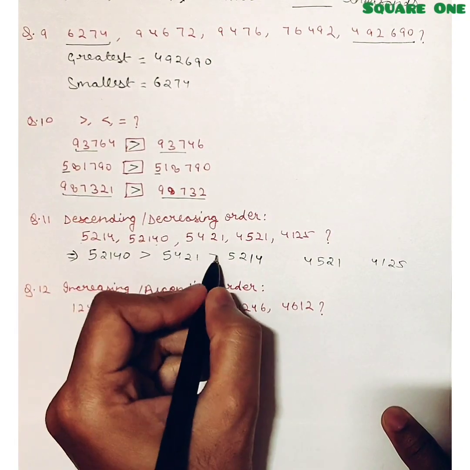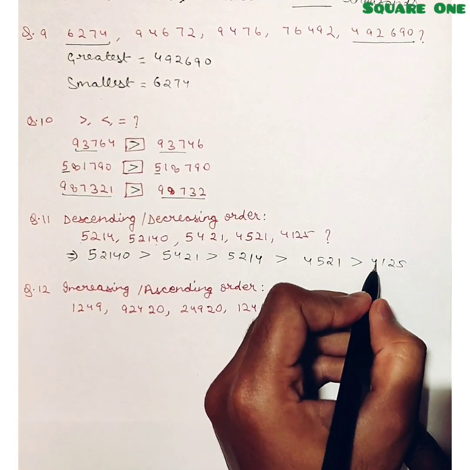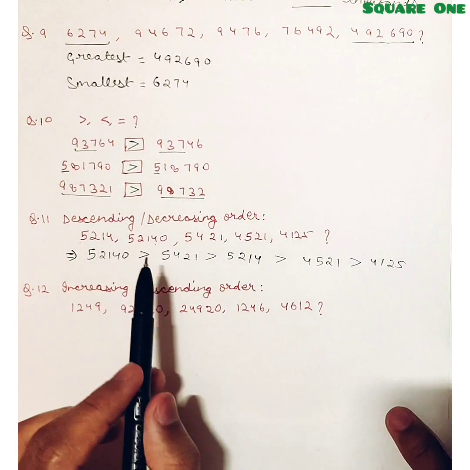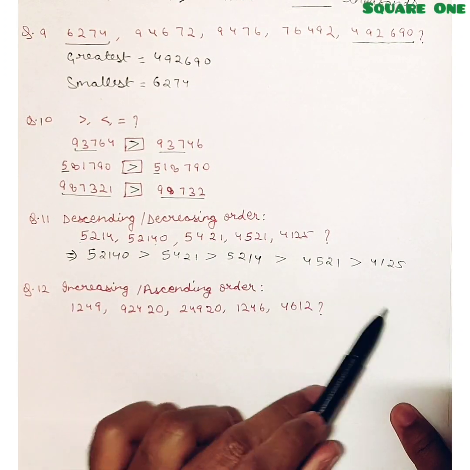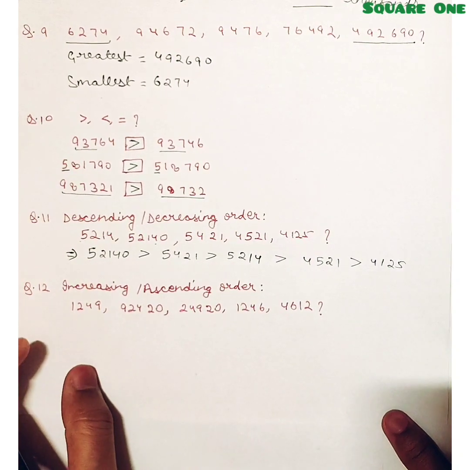We'll use the greater than signs among these, or we can also use commas. It is not necessary to use the greater than sign. We can also use commas to separate these numbers. This is our descending order.